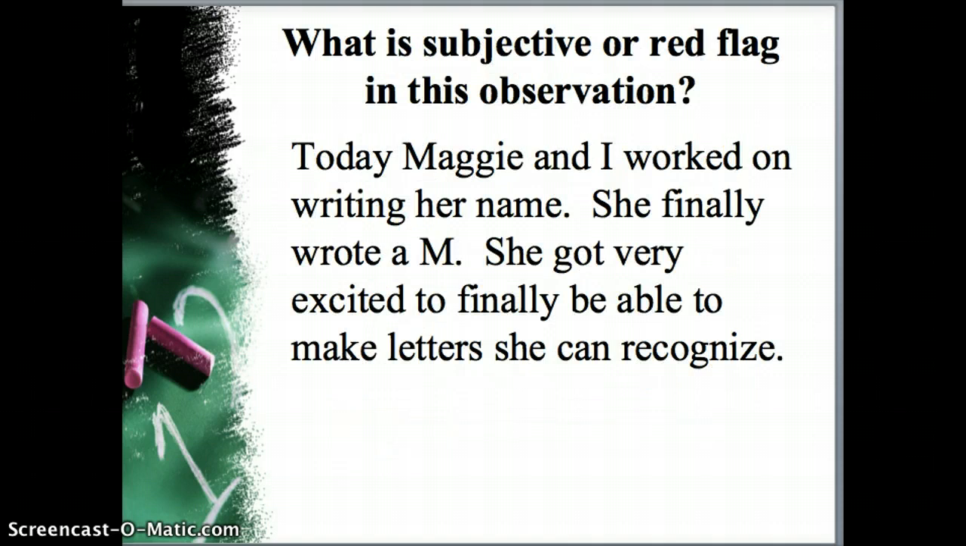So let's look at some observations and analyze them. Today, Maggie and I worked on writing her name. She finally wrote an M. She got very excited to finally be able to make letters she can recognize. So what might be subjective or red flag in this observation?